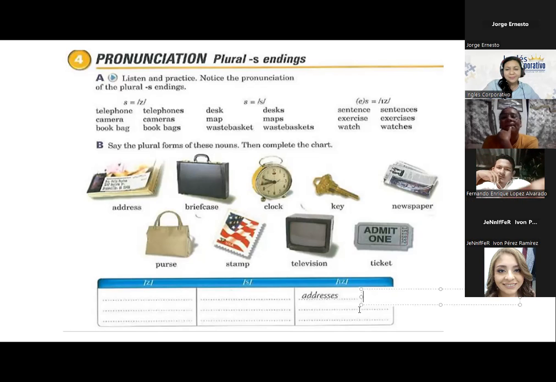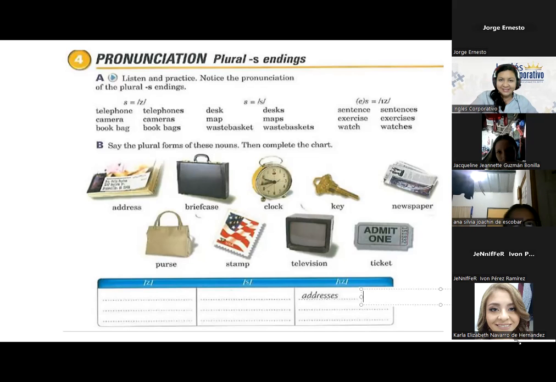House. Houses. Car. Cars. Plants. Flower. Flowers. Kitchen.